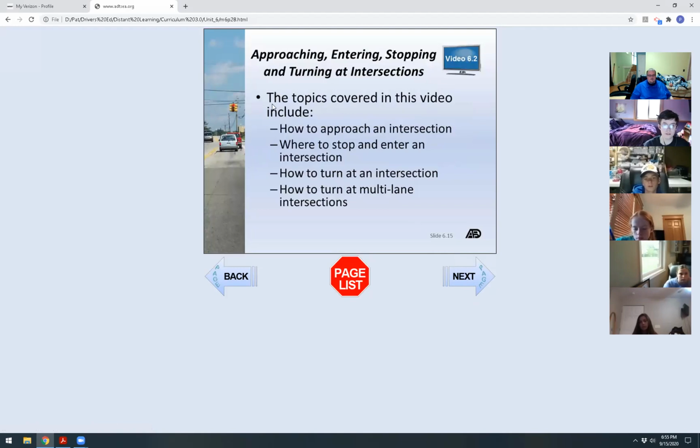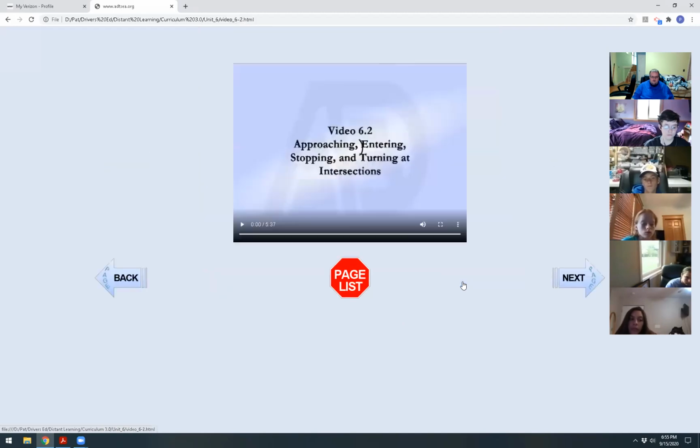Okay, it looks like there is another video called Approaching, Entering, Stopping, and Turning at Intersections. Intersections is where two paths of travel cross. You're crossing the path of a vehicle going in a different direction. That's where a lot of accidents can occur. So very important here. I'm not sure exactly how long this video is. It's like 5 minutes, 30 seconds. We're about halfway through the class.